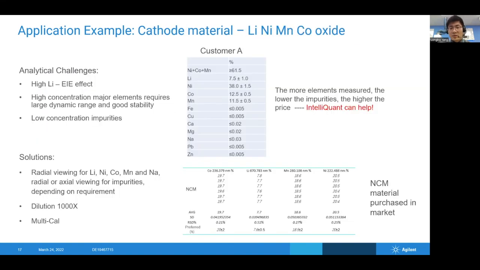For cathode material, we picked the nickel cobalt manganese ternary material. Similar story here, we're still dealing with a lot of lithium in the matrix, so high EIE. So this time we're analyzing major elements alongside the trace elements, major elements being lithium, nickel, cobalt, manganese. So we need radial viewing for major elements and axial viewing for impurities.